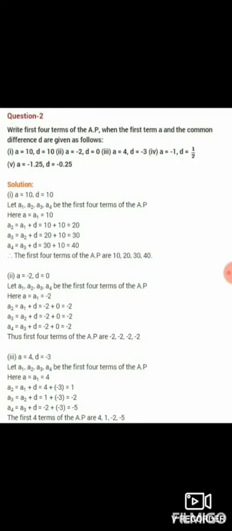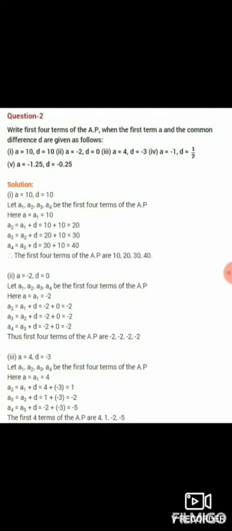Now in the second part, the first term is minus 2 and the difference is 0. So the first term is minus 2, the second term is minus 2 plus 0, minus 2. The third term is again the second term plus difference, minus 2 plus 0. The fourth term is the third term plus difference, minus 2 plus 0, minus 2. So when the difference is 0, all the terms remain the same.